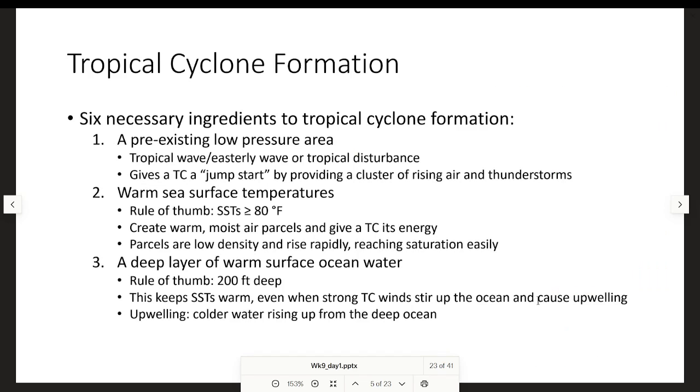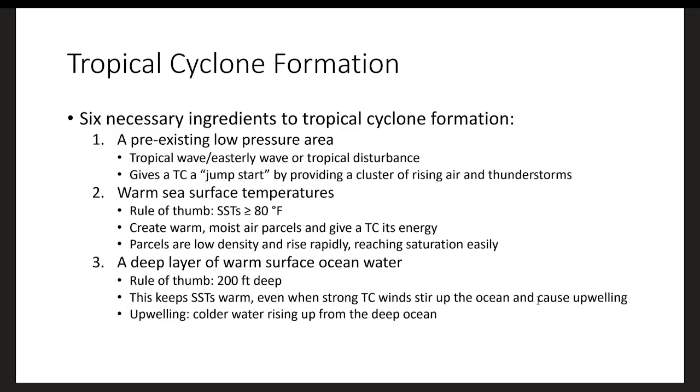So, what are the 6 necessary ingredients for tropical cyclone formation? The important note to make about this is that these are just ingredients that you need. If you don't meet these, you can't form one, but just because you have these ingredients doesn't mean it's going to form. It just means the conditions are right for formation. It doesn't necessarily mean one's going to form. So here's the ingredients that you need.